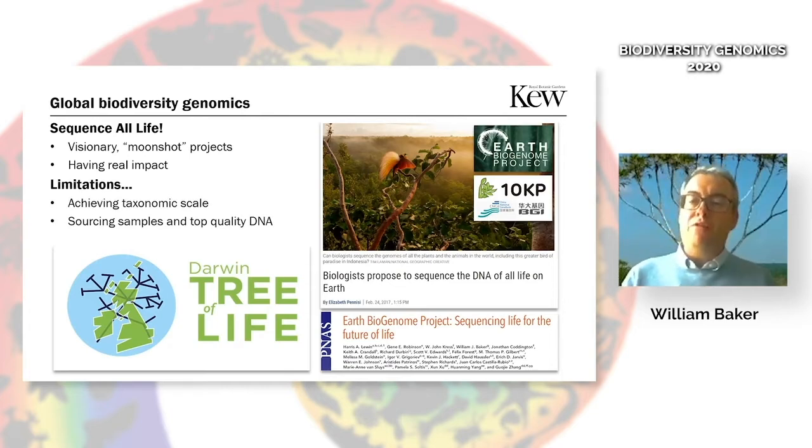But of course, we have to recognize that there are significant limitations to achieving the objectives of the Earth Biogenome Project. Achieving taxonomic scale and sourcing samples of top quality DNA is a real challenge for these agendas. So what would we do to address that? To what kind of place would you turn?